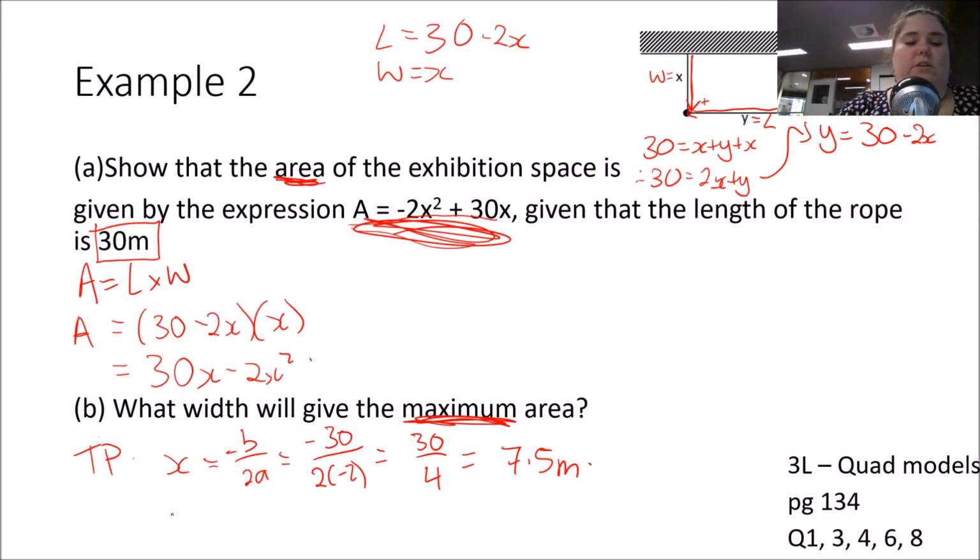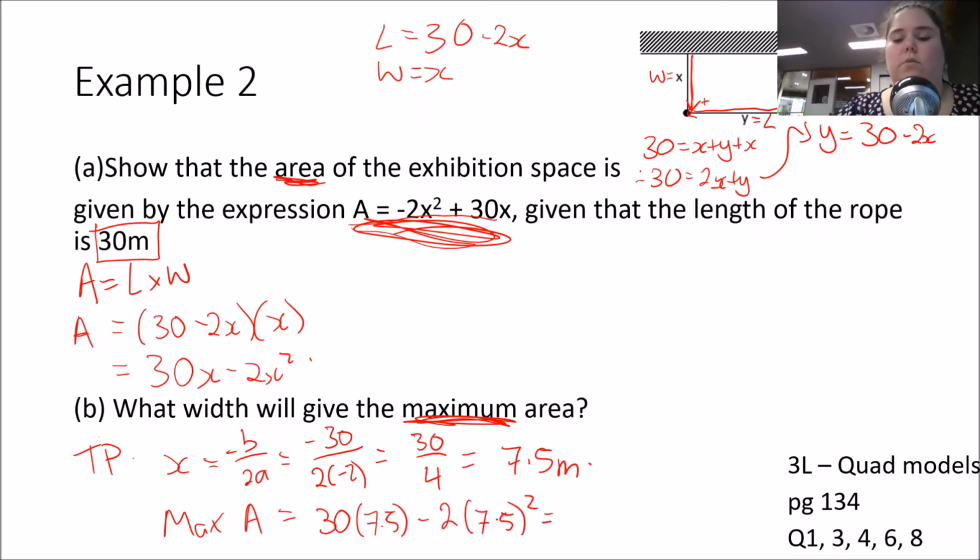Then generally they'll ask for the max area as well. Max area will then obviously equal 30 times 7.5 minus 2 times 7.5 squared, which equals 112.5 meters squared. So they're the sort of modelling questions you can get. There's some more to practice in your book.